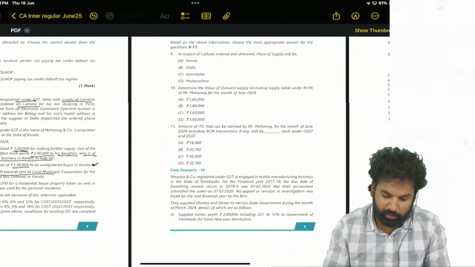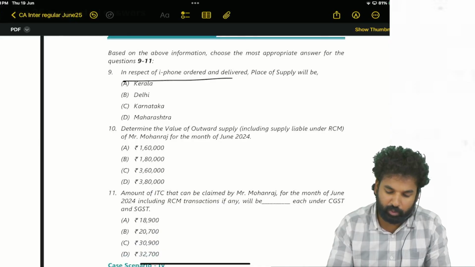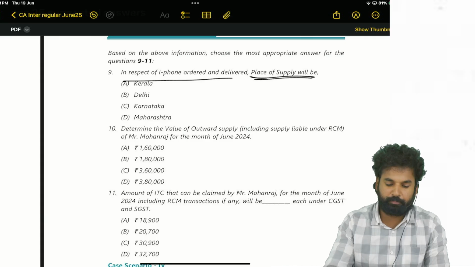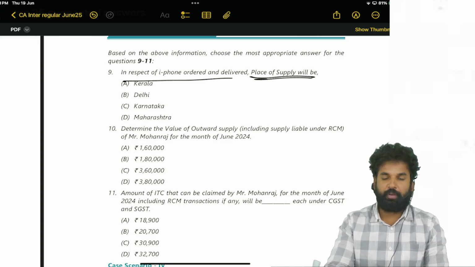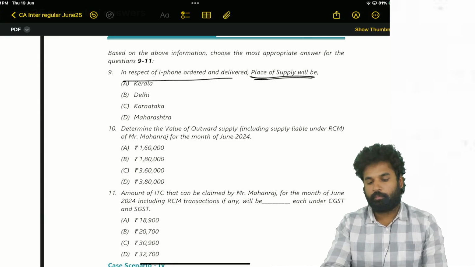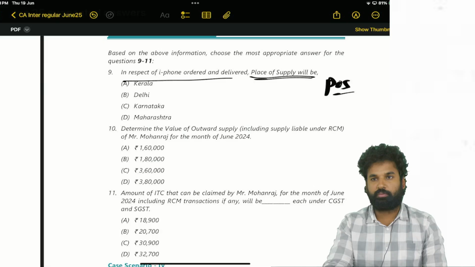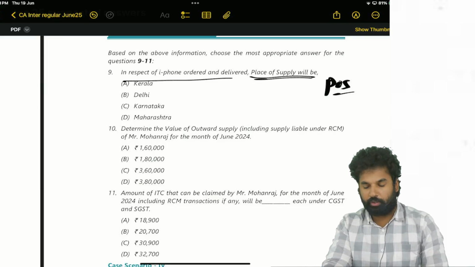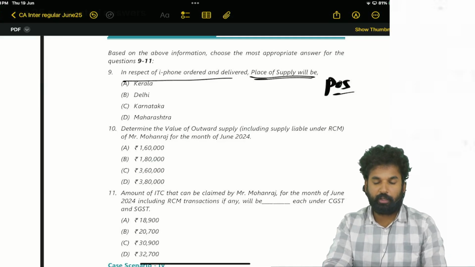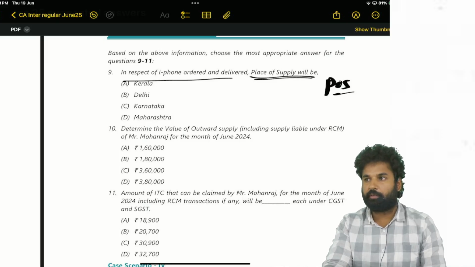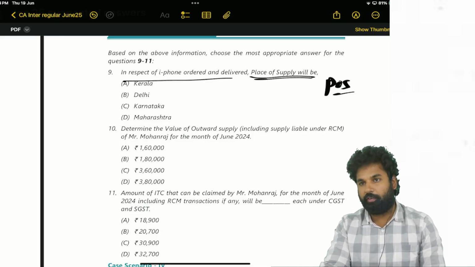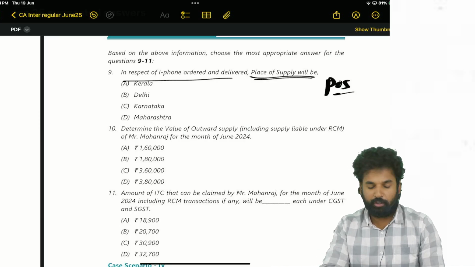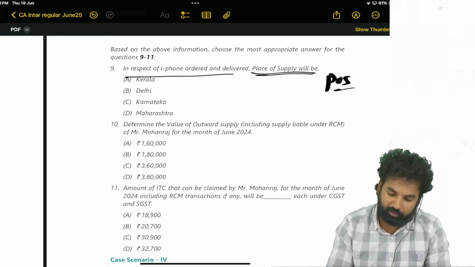So now we need to answer in respect of the iPhone order and delivered, place of supply will be. What is the place of supply for delivery of iPhone? Is the question. So what is that? Kerala. Why? In bill to ship to model, wherever the goods may be delivered. Okay, but place of supply will be the place where the third person is there. Okay, we'll see.